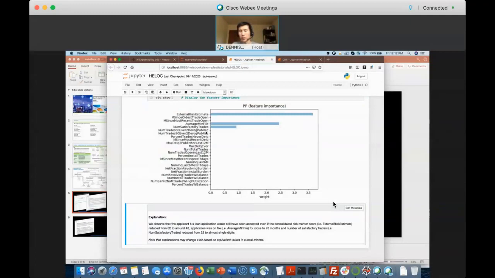There's another question: are these notebooks part of the AIX 360 on GitHub? That's an easy one to answer. Yes, they are. And I can show you. In addition to being directly linked from our website here, they live in the examples folder.